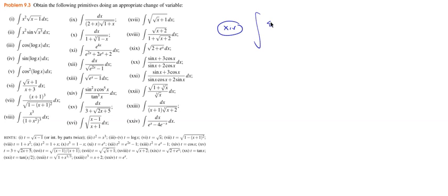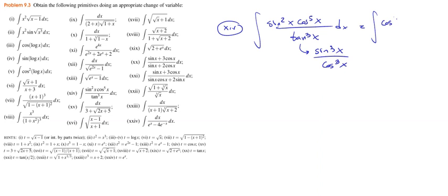This is the primitive of the sine squared of x cosine to the 5 of x divided by the tangent cube of x dx. Okay, so let's first of all simplify things. The tangent is the sine cube divided by the cosine cube, right? Cosine cube goes multiplying, so this is the cosine to the 8th, and then you have the sine cube in the denominator, right?